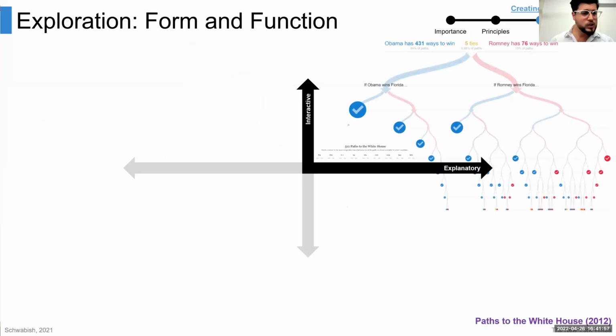And finally, in interactive explanatory visualizations, we can engage a reader to experience a story or explain a process. These paths to the White House, I know it's a little bit outdated, but it's a really good example of this by the New York Times. It's a graphic that lets the user pick the different paths by which either presidential candidate could win an election.